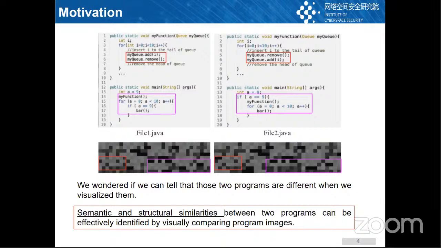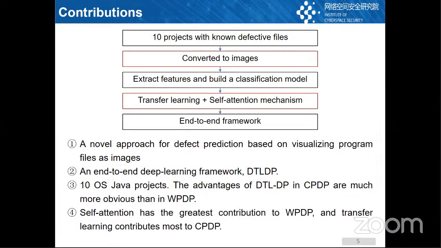We wonder if we can tell those 2 programs are different at the image level. We can observe from these 2 images that both the semantic and the structural similarities between 2 programs can be effectively identified by visually comparing 2 program images. From this surprising observation, we prepare to use an end-to-end deep learning transfer model as our basic method.